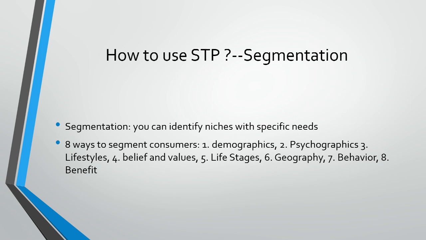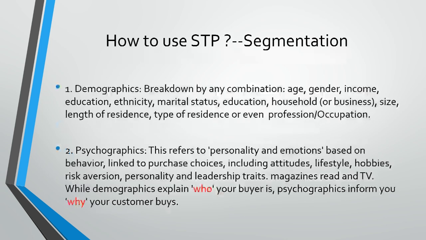So that leads to this important question. How can we segment the given market? So here I provide 8 ways to help you make segmentation. So it includes demographics, psychographics, lifestyles, belief and values, life stages, geography, behavior, and benefits. So what are these factors? Let's go through them one by one.